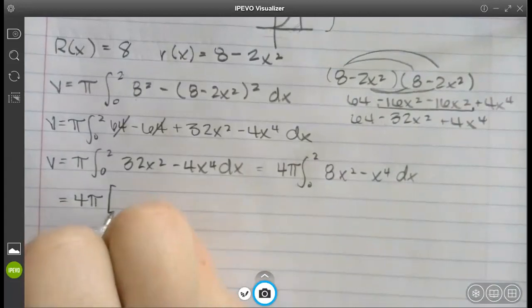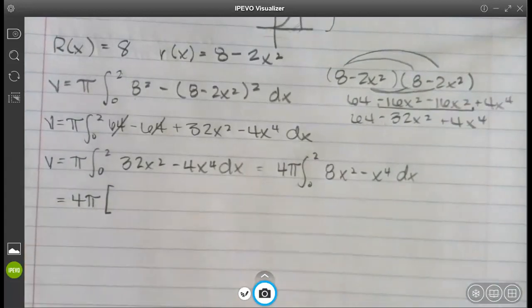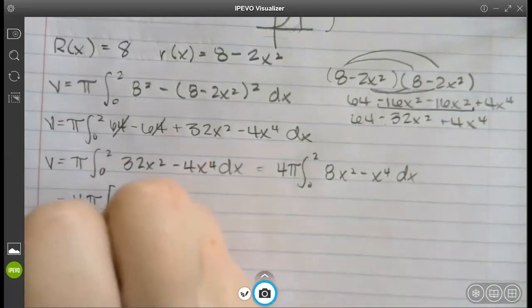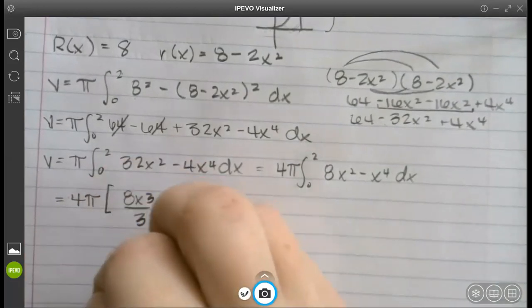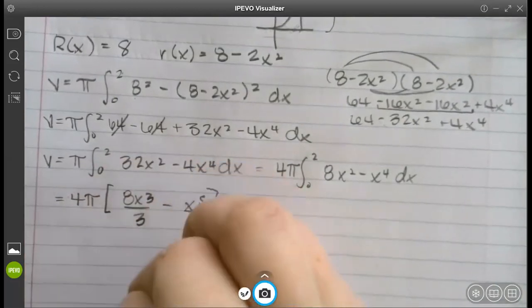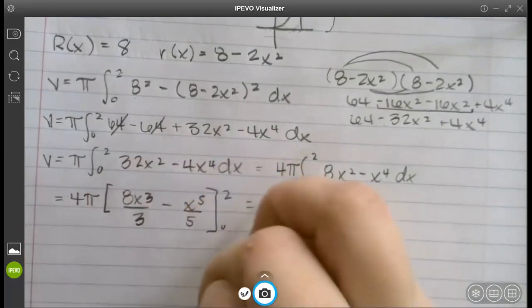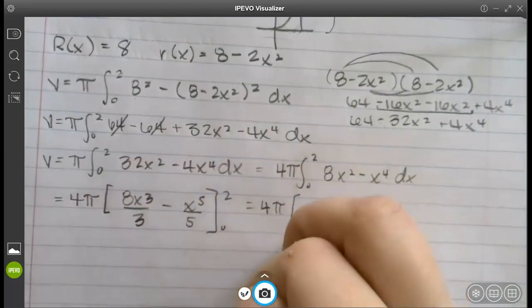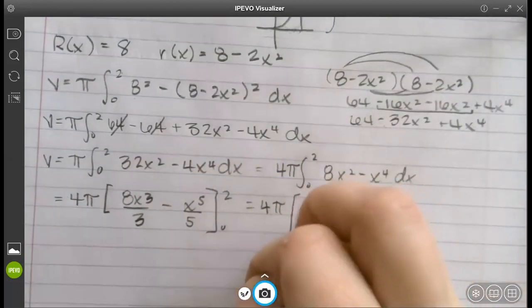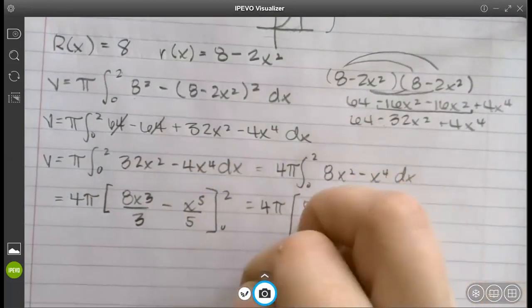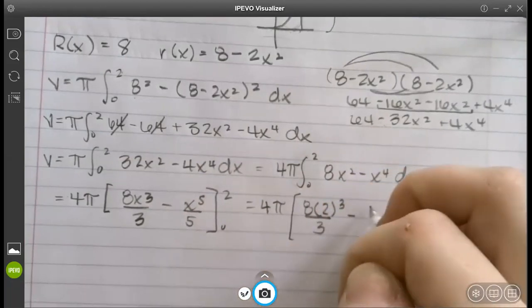So now 4 pi times, integrate the other ones. 8x to the 3rd over 3, keep going. From 0 to 2, leave that 4 pi out for a minute. Remember, we don't have to do the 0. We're going to do the 2.